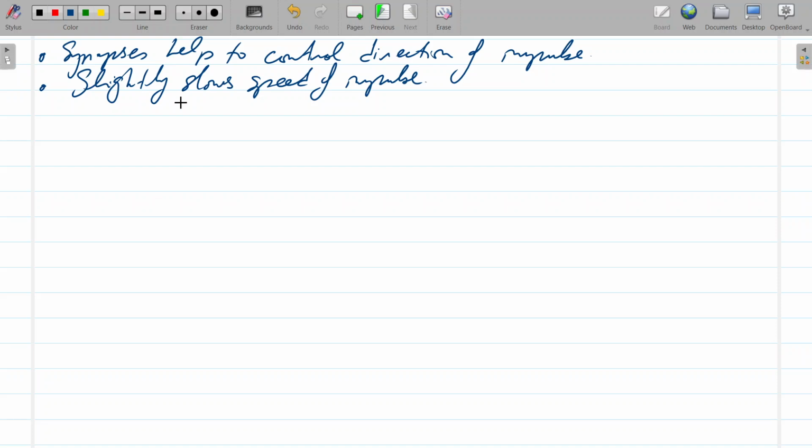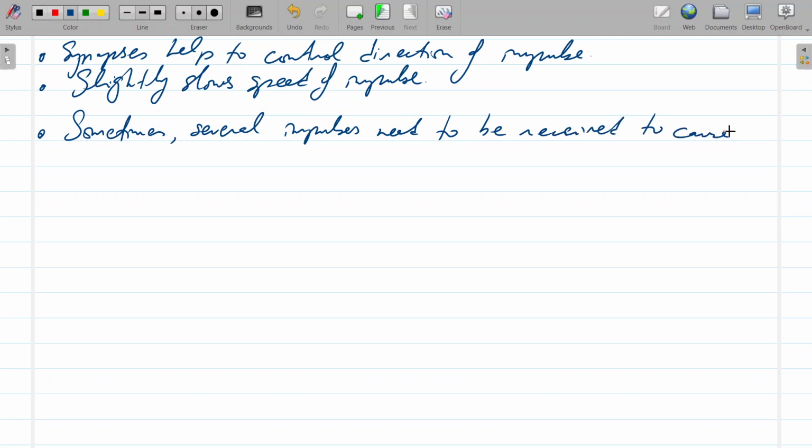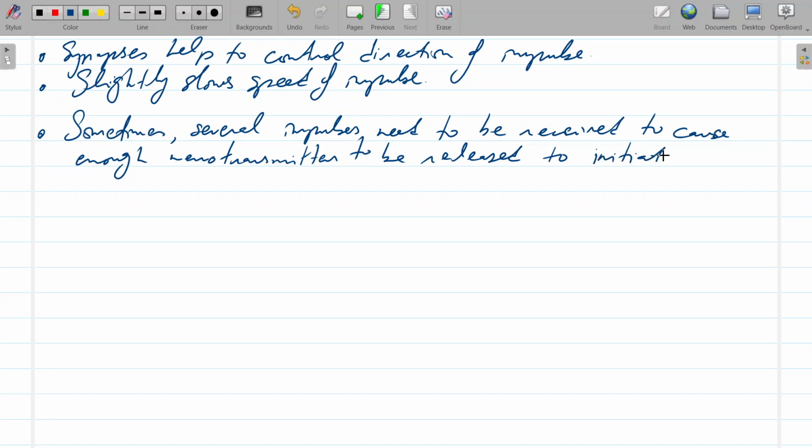So, two points. And the last point is that sometimes several impulses need to arrive before you have enough transmitter molecules to cause an impulse in the next neuron. To put that in biological terms, sometimes several impulses need to be received to cause enough neurotransmitters to be released to initiate an impulse in the postsynaptic neuron.